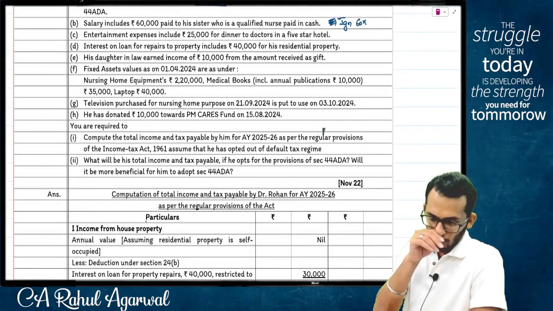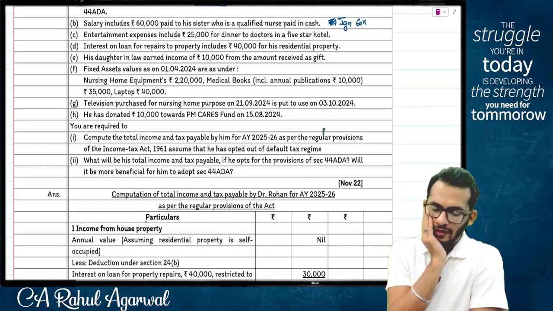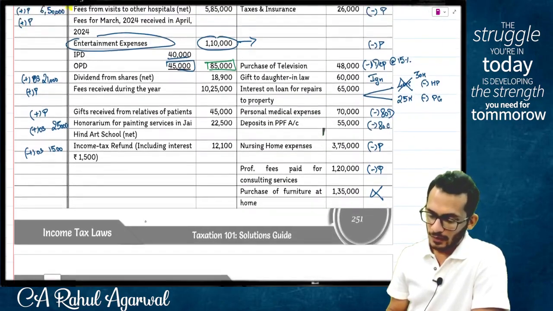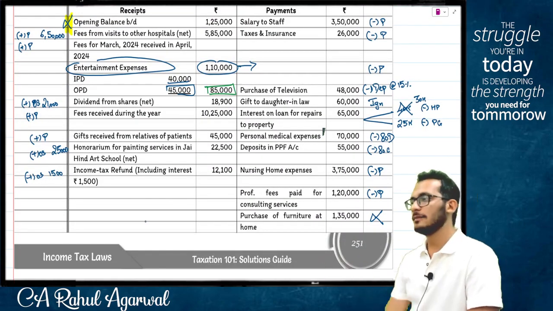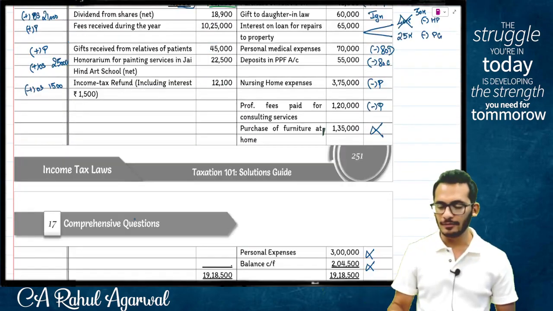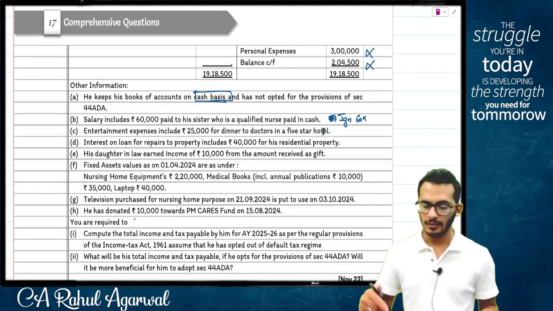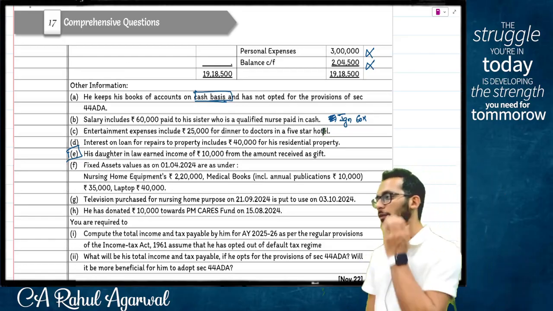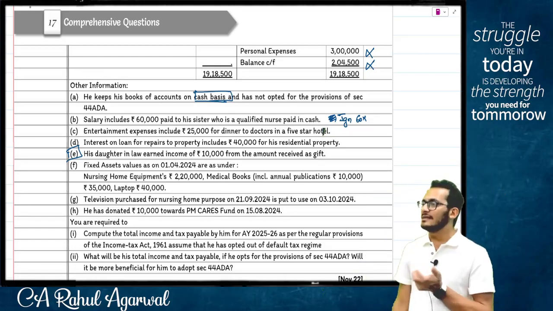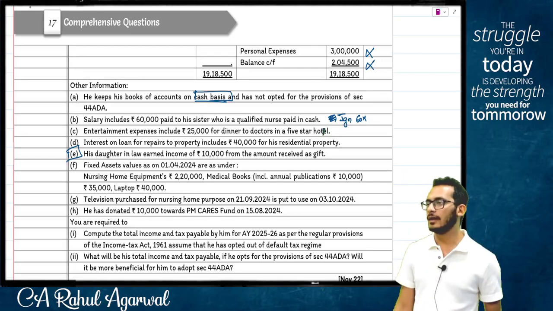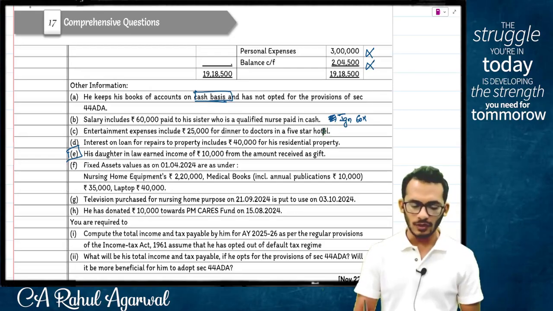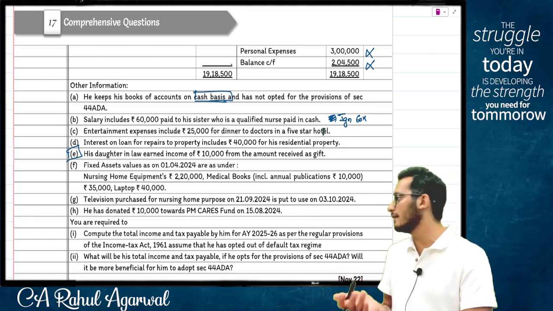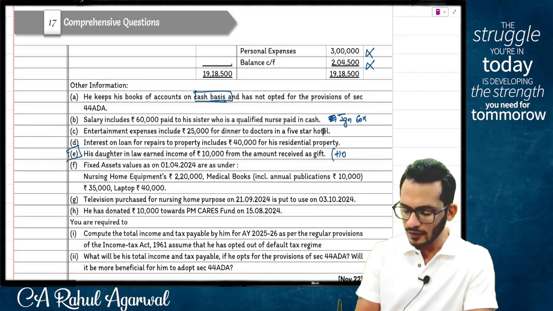Next, what else do I have? His daughter-in-law earned an income of 10,000 rupees from the amount received as gift. I gave my daughter-in-law a gift of 60,000 rupees, in which she has earned 10,000 rupees. People, this is very good. When it comes to clubbing provisions, it says either gift given to spouse or son's wife, all incomes will be clubbed in the hands of the person who gave it. The only problem is it says she has earned 10,000 rupees from the amount received as gift. Earned income from where is not given. Therefore, I'll assume this is IFOS.